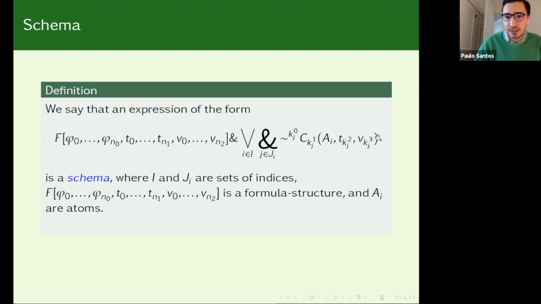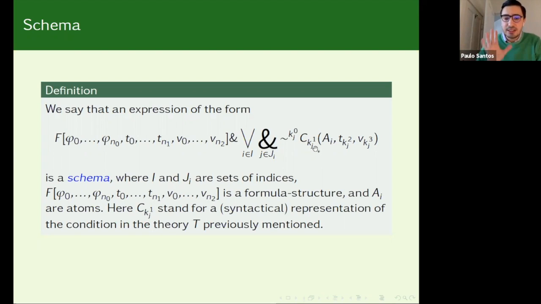And this part is here to represent the conditions from the schemata. For instance, the one that I've showed you in the axiomatization of TA. Here, this C stands for syntactical representation of the conditions. So for each condition, we have a symbol. These conditions might depend on atoms, term variables, and variable variables. Of course, one can generalize this for formula variables in a very simple way.